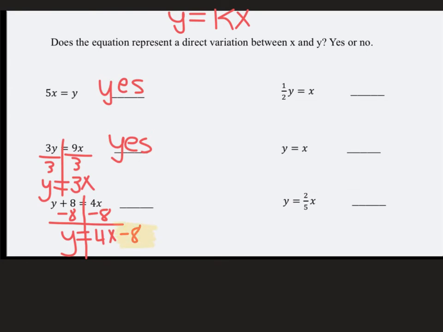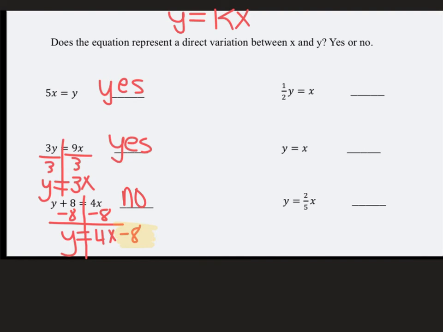Remember, you can't have addition or subtraction added to your kx. That is not in the form that we need in order for it to go through the origin. So this is going to be a no. It is not direct variation because of that minus 8 there.